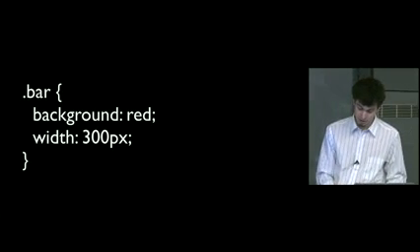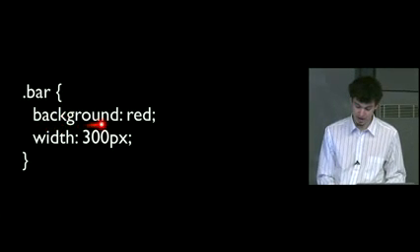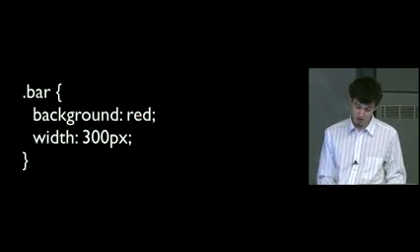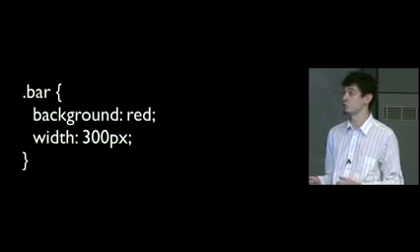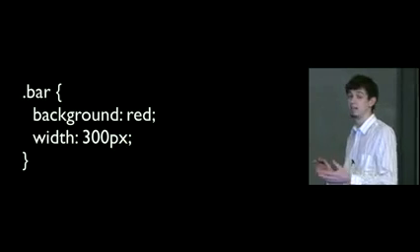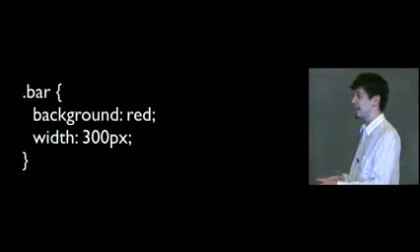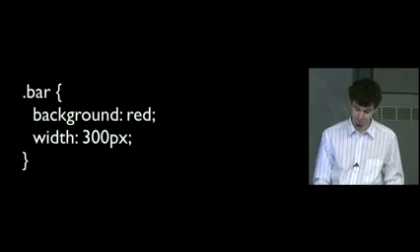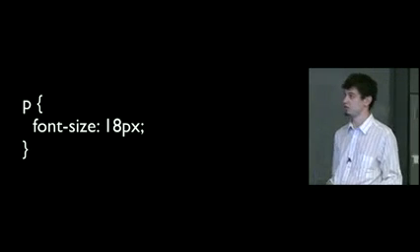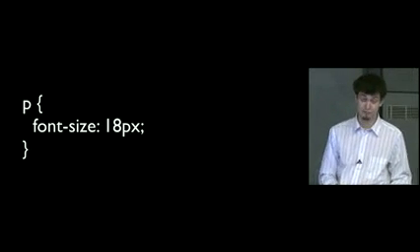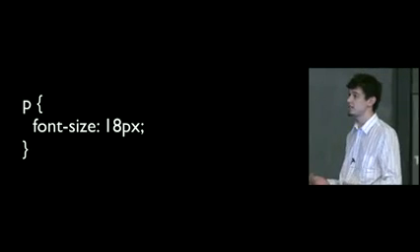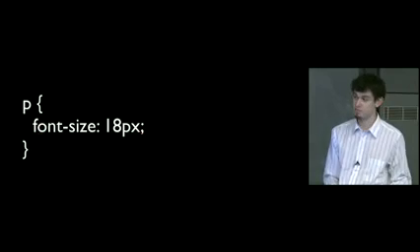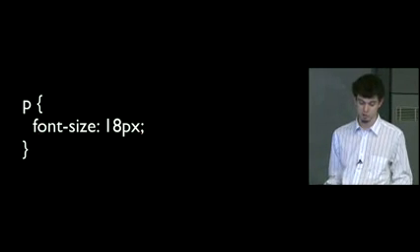What is it going to do to them? Well, we're going to say we have a background of red. So this is the background color. Then we can set the width, for example, to 300 pixels. So now every element with the class bar is going to be exactly 300 pixels wide when it's displayed on my web browser. So here's another one. I'm going to now select every paragraph, so anything inside of a p tag. I'm now going to say the size of that font is going to be 18 pixels. So it'll just make it a little bigger.